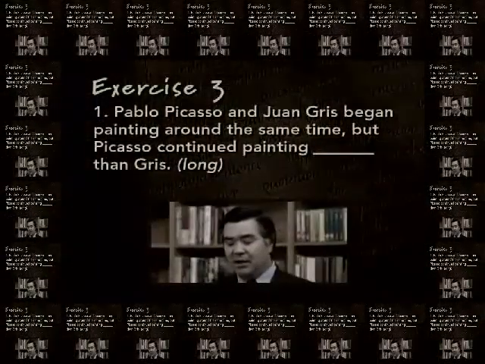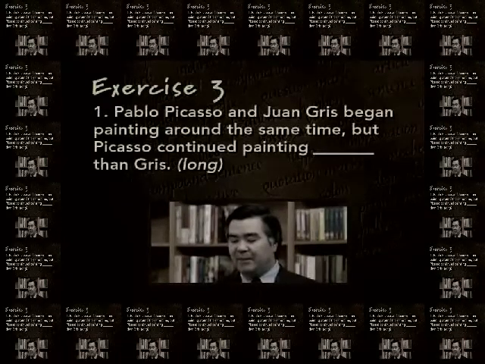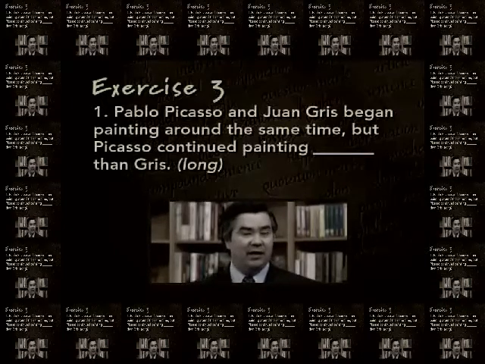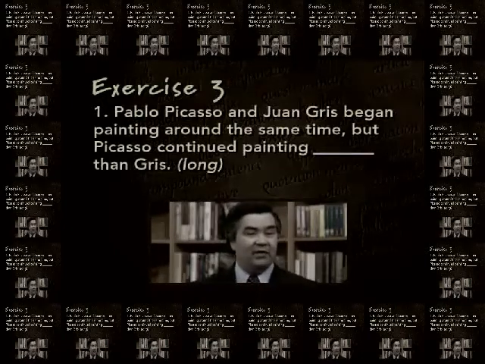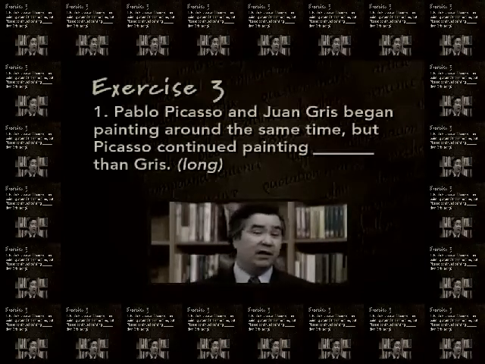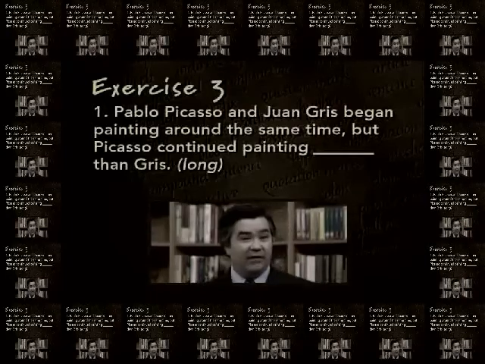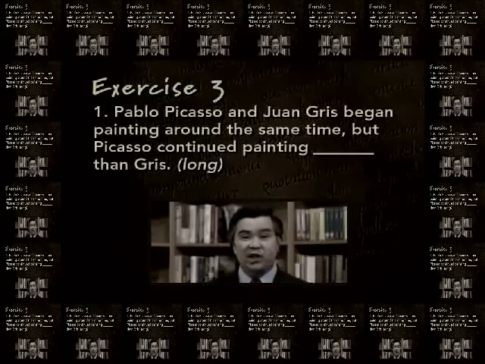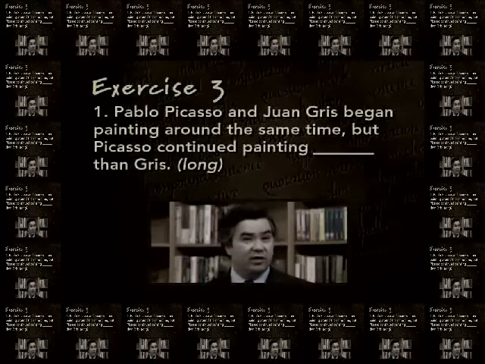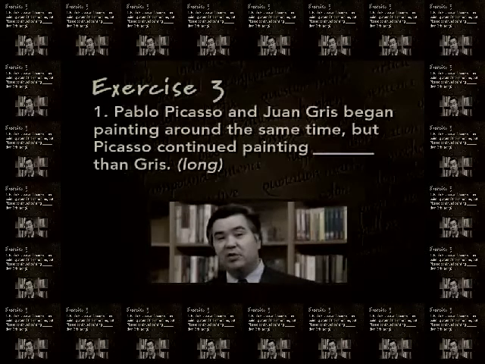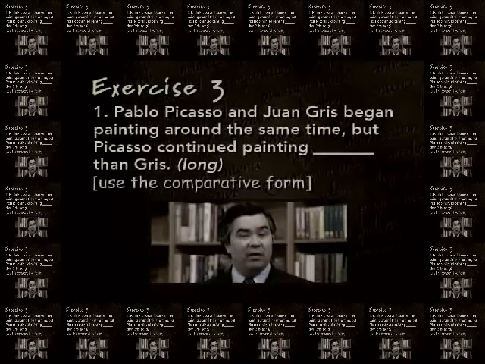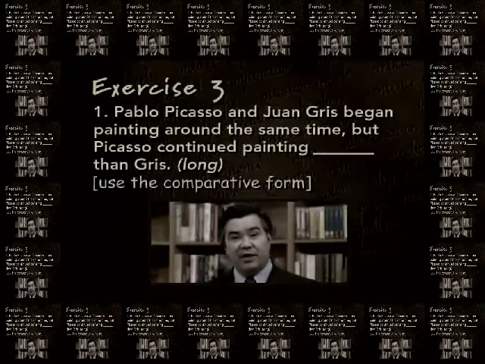First example. Pablo Picasso and Juan Gris began painting around the same time, but Picasso continued painting blank, than Gris. And the positive form of the adverb that we want appears at the end, long. So the first question is, do we want the comparative or superlative form of the adverb? And as you know, the distinction between comparative and superlative is based on whether we're comparing two things or more than two. Well, in this sentence, it's clear only two things are being compared, Picasso and Juan Gris. And therefore, the comparative form of the adverb would be correct, rather than the superlative.